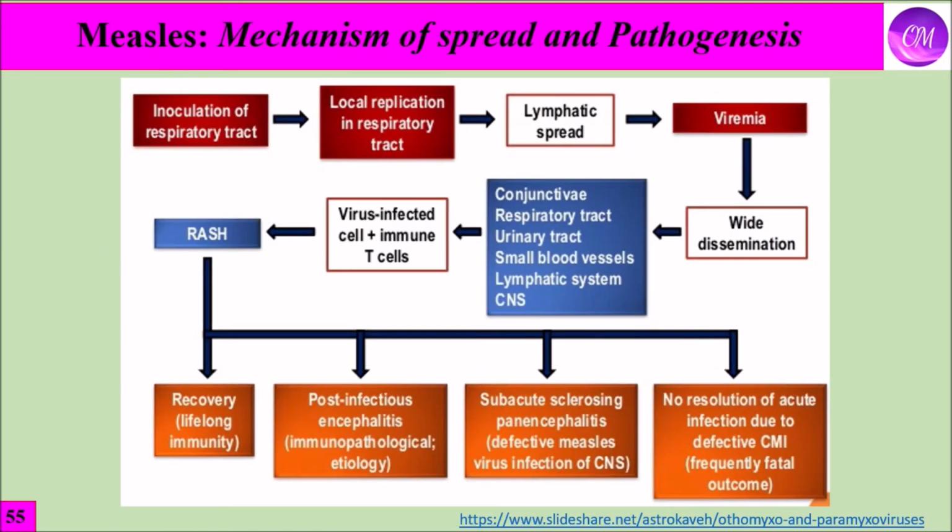Mechanism of spread and pathogenesis of measles. After inoculation of the respiratory tract, local replication occurs in the respiratory tract, followed by lymphatic spread and viremia, and wide dissemination to the conjunctiva, respiratory tract, urinary tract, small blood vessels, lymphatic system, and central nervous system. Then virus-infected cells interact with immune T cells, resulting in the development of the rash.